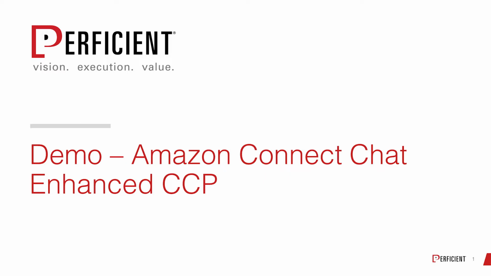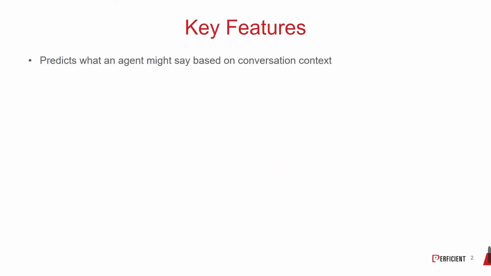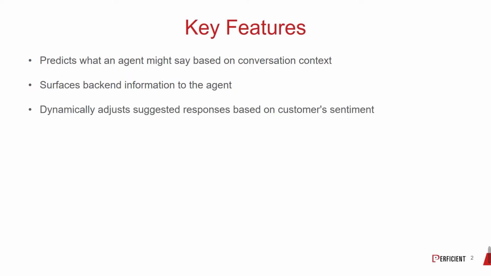So let's go over some of the key features of this solution. Well, it can predict what an agent will say based on conversation context. It also surfaces back-end information to the agent. And finally, it dynamically adjusts suggested responses based on customer intent. So we have two use cases that we're going to demo. The first shows an existing employee wanting to check the status of an IT support ticket, and the second shows a user requesting an application be installed on their machine.